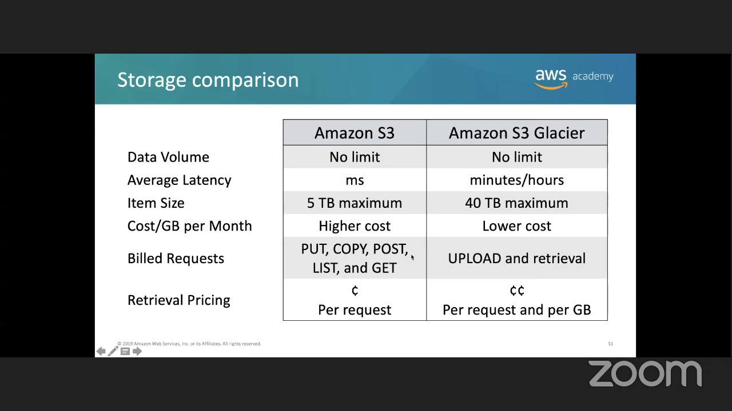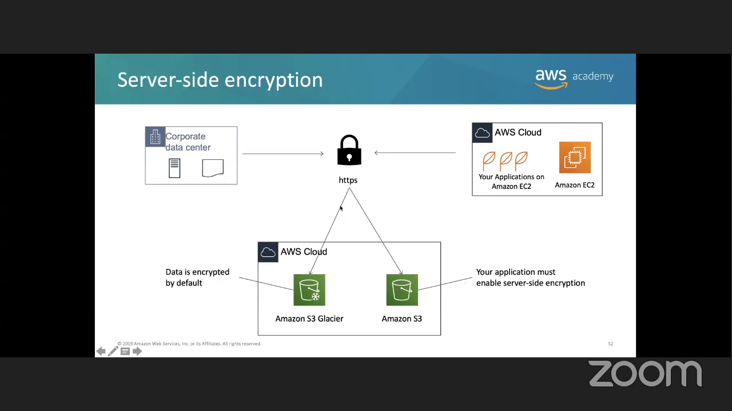So basically, going to the object is going to cost you more than coming from the object, which is S3 Glacier. It costs more with S3 Glacier coming from the bucket. Server-side encryption with S3 is optional. With Glacier, it is by default, okay?